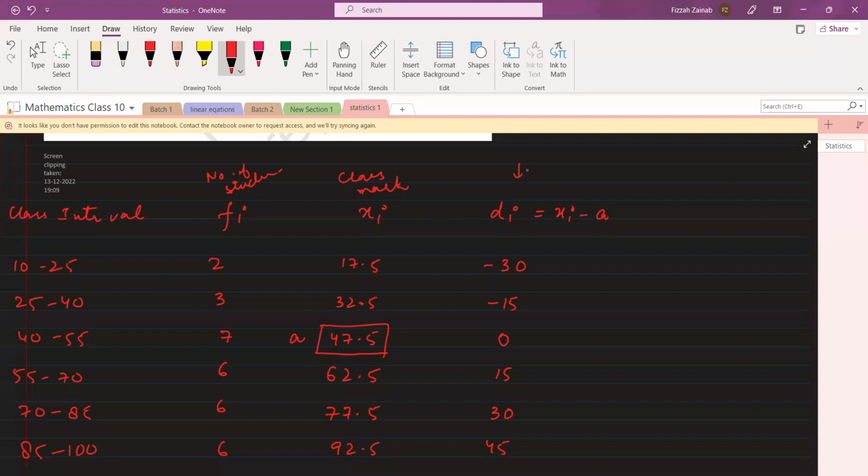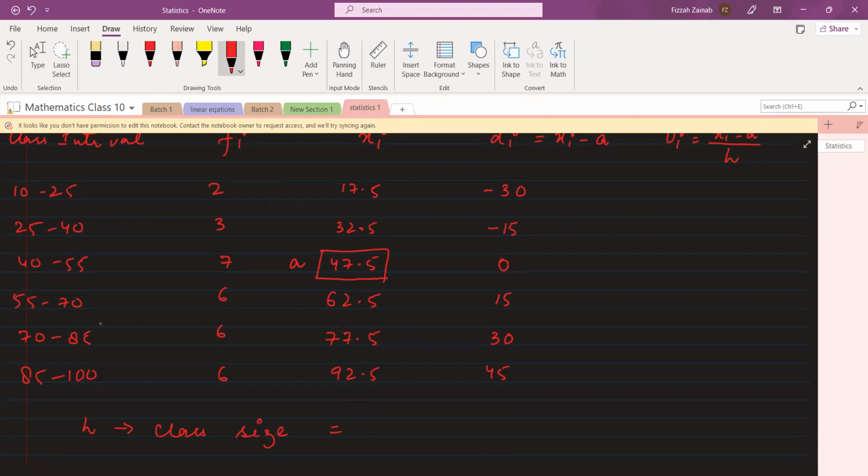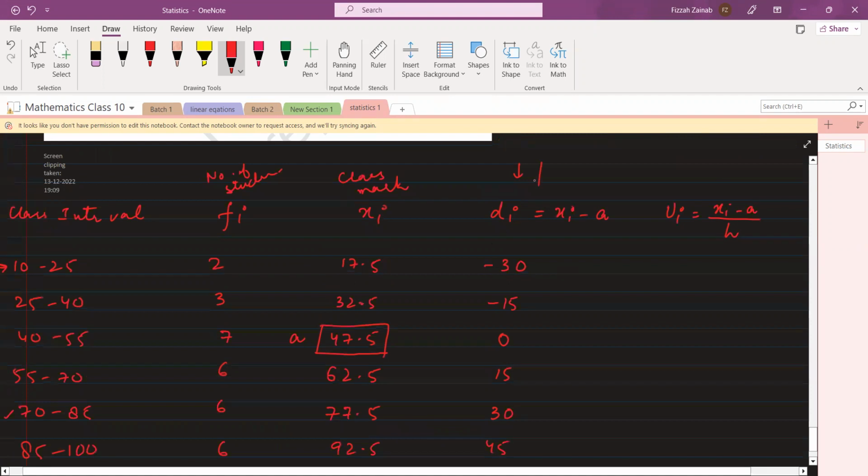Now you observe your di in all the values. There's another number called ui, which is nothing but this di, that means xi minus a, divided by h. There is a new number h. What is this h? h is called the class size. You can easily tell it, as you can take any gap. Let's say 70 to 85. How much is the difference between these? There's a gap of 15. So your class size is 15, as you can see, 10 to 25 also has a gap of 15, or 25 to 40. Anything you can take, for example 85 minus 70, is 15. So you are going to divide all these values by 15.